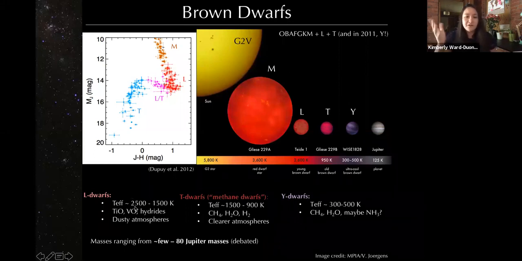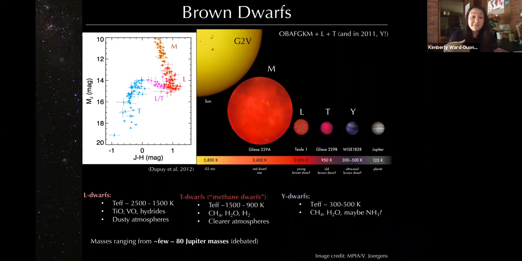They're on the order of 2500 to 1500 Kelvin, and their atmospheres are still hot enough that you are able to get metallic species like titanium oxide, vanadium oxide, and various hydride species in the atmospheres of these objects. And they're cool enough that those metallic vapors are able to condense occasionally into dust particles.